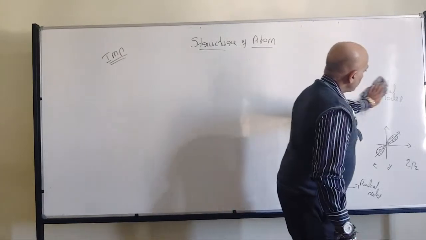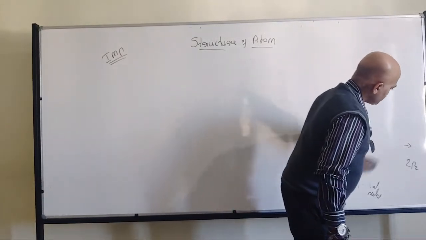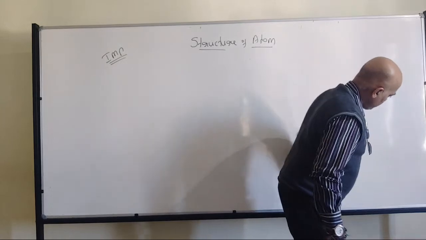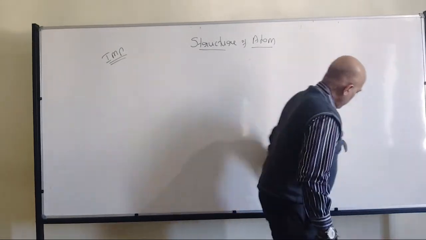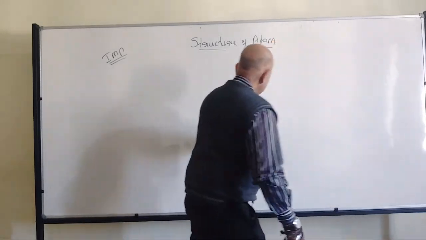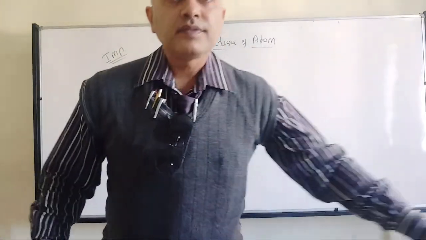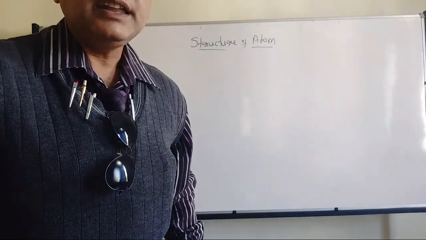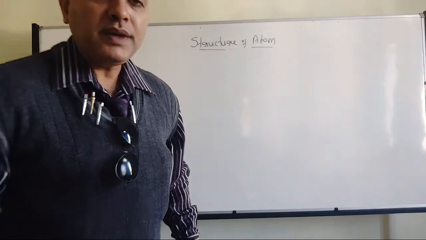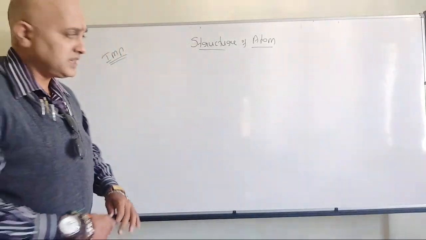Okay. So now, how many orbitals will a d subshell have? Can any one of you tell me? How many orbitals will a d subshell have?